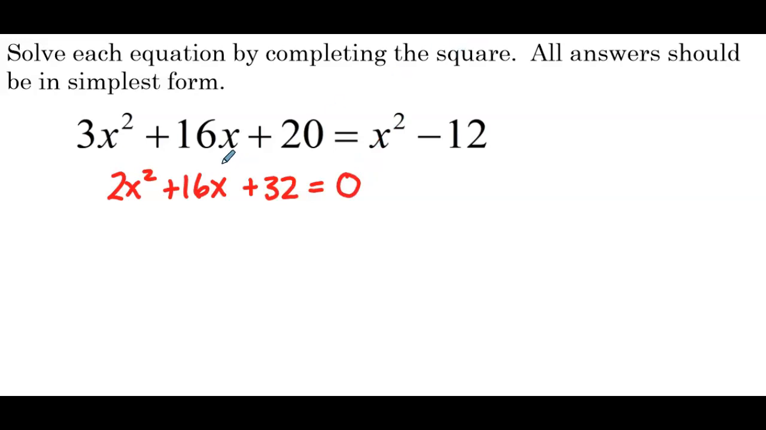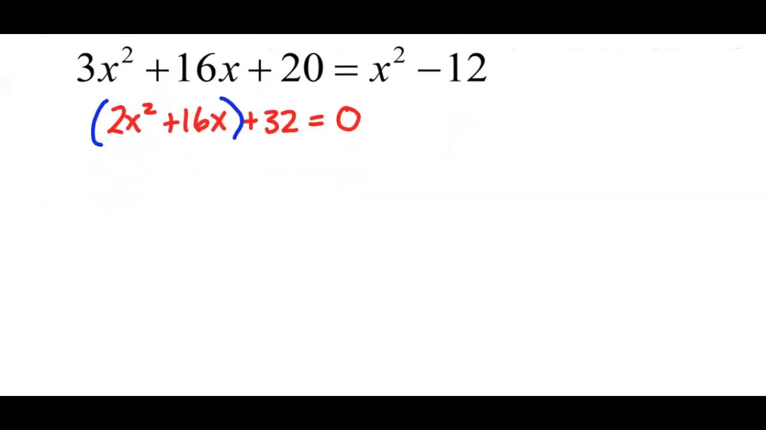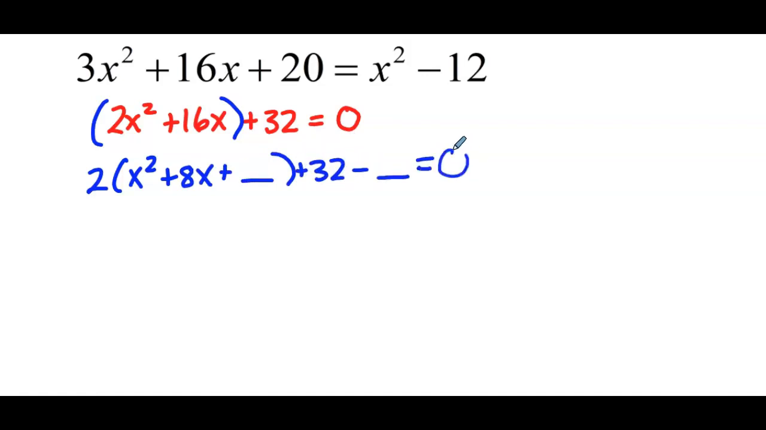So we're solving by completing the square, so we're going to put a set of parentheses around 2x squared plus 16x. So we have 2x squared plus 16x plus, whoa, almost made a mistake there. What's the first thing we have to do if we're completing the square when x squared has a coefficient? We have to factor that coefficient out. So it's 2 times (x squared plus 8x plus something) plus 32 minus something equals 0.